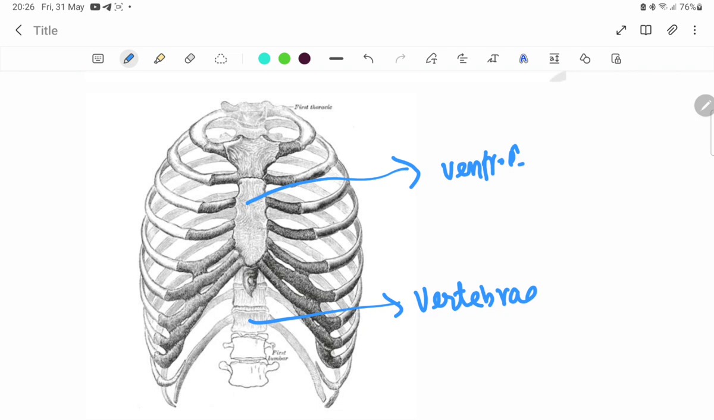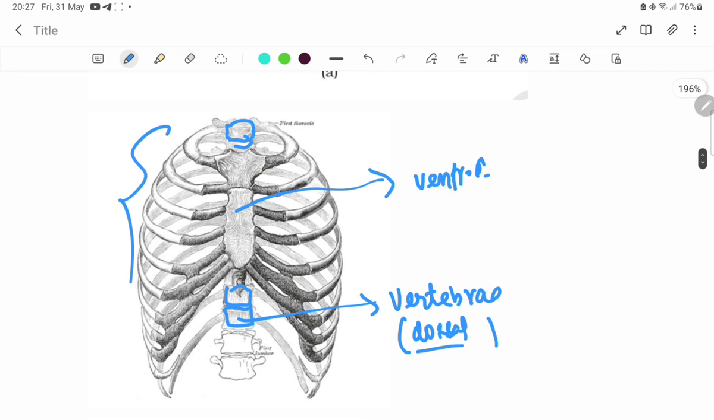Here above we will not be able to see. These are the vertebrae. See here one vertebra, here another vertebra. So below also you are able to see the vertebrae. So sternum is ventral and vertebrae is dorsal. These two relations we know. On either side of the body we are able to see the ribs. These are the ribs. So ribs are the lateral relation.